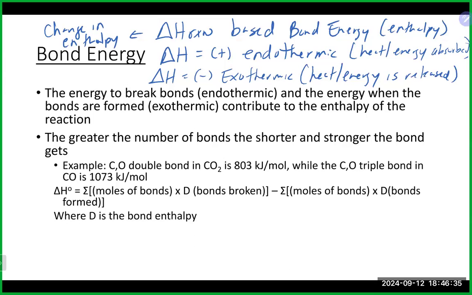So how do we calculate the delta H of a reaction based on bond energy? It's pretty straightforward. The easiest way to do it is to add up all the bonds you break, which is essentially what has to be done to make the reaction go, and then you add them to all the bonds that you make. Really, the difference in the energy is the overall delta H.